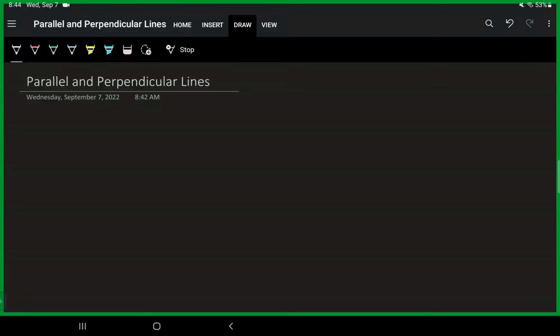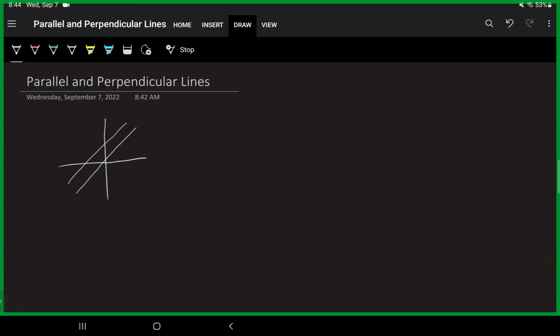So parallel and perpendicular lines are a pretty neat application for the point slope formula. And we need to talk about what it means to be parallel. Well, if I have two lines that are going in the same direction and never meet, those are parallel lines. That's how we define them in geometry class.